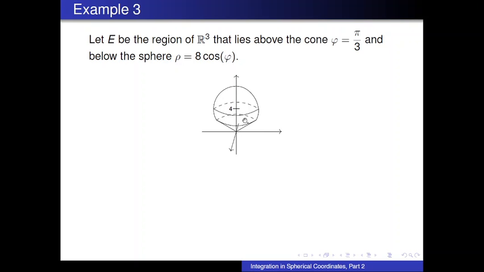What about theta? Well, once again, it looks like the shape that we have here wraps all the way around the z-axis, so theta varies from 0 to 2 pi.